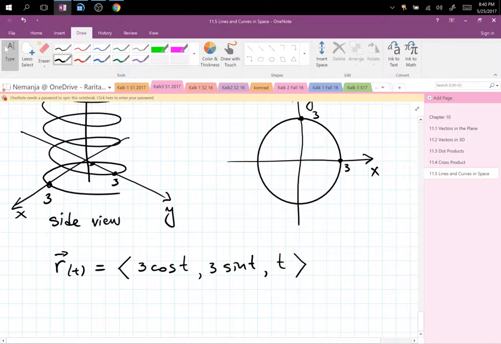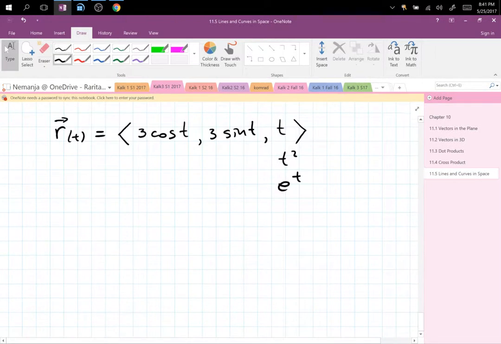I can make this grow faster, much faster, right? How fast this helix is going to progress depends on which function I use on z, which is the one that stretches everything up.